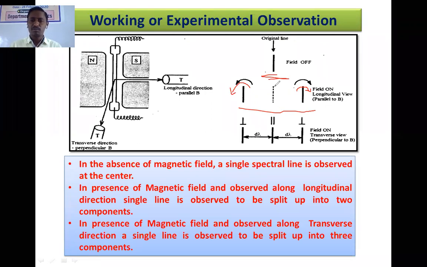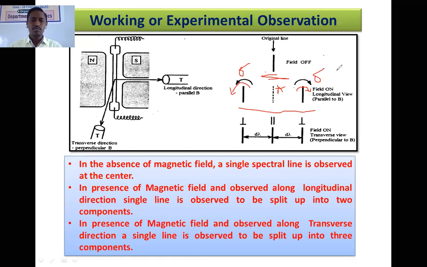Here, the central component is called the pi component, and the outer components are called the sigma components. So the sigma components are present in this case and they are circularly polarized in opposite directions, and the pi component is absent. This effect of splitting of a single line into two lines when observed along the direction of the magnetic field is called the longitudinal normal Zeeman effect.